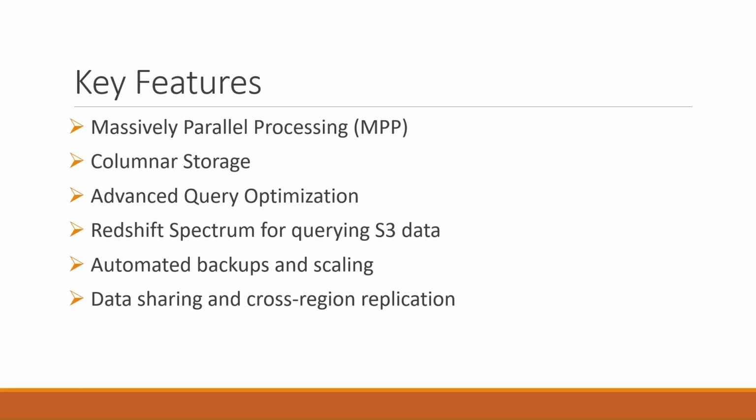And lastly, it provides the data sharing and cross-region replication feature. That means it supports data sharing, which lets you securely share live data across different Redshift clusters without duplicating it. Cross-region replication ensures your data is automatically copied to another AWS region, enhancing data durability and disaster recovery.